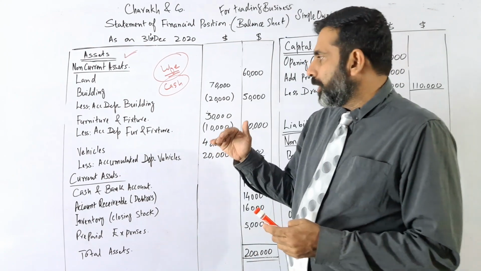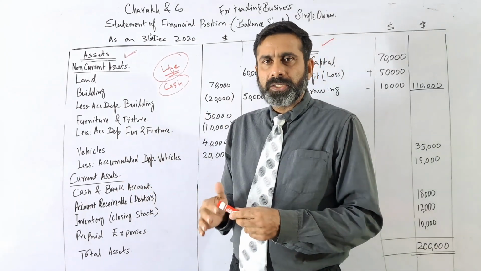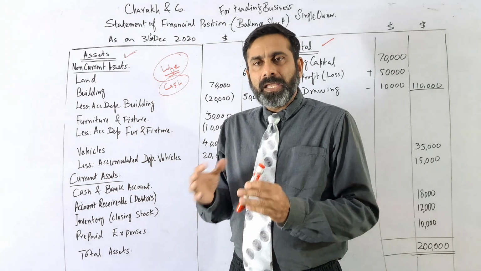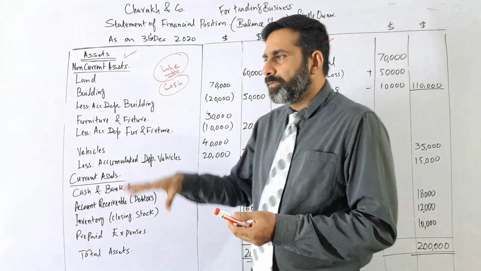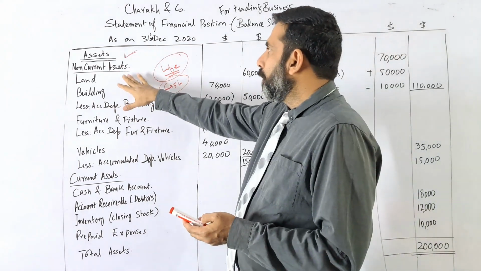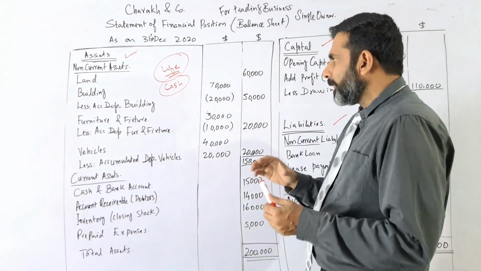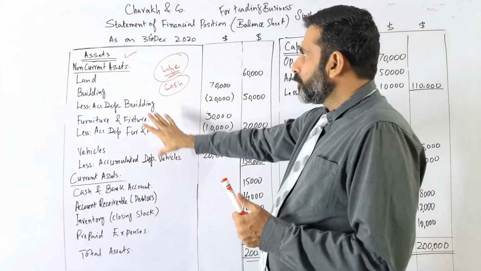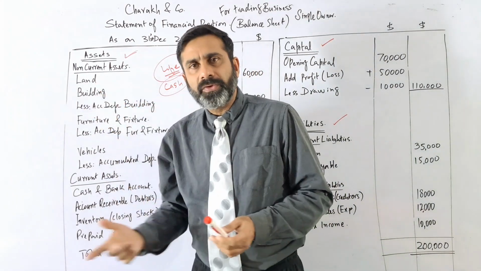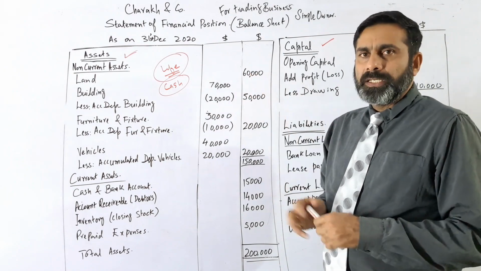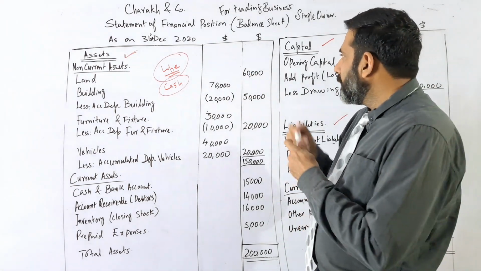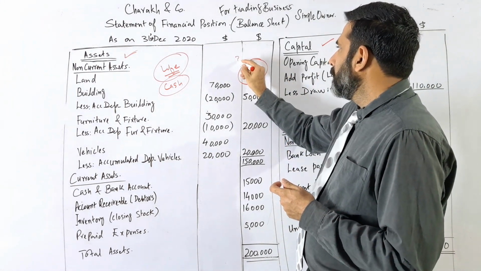But if it is not easy to convert into cash, or if the life of that thing you are using is more than 1 year, it will be considered as a non-current asset. So we are focusing first on the non-current assets. The first asset that we are writing is the land. Let's say the value of the land is 60,000. Now, from where are we getting this value of 60,000?